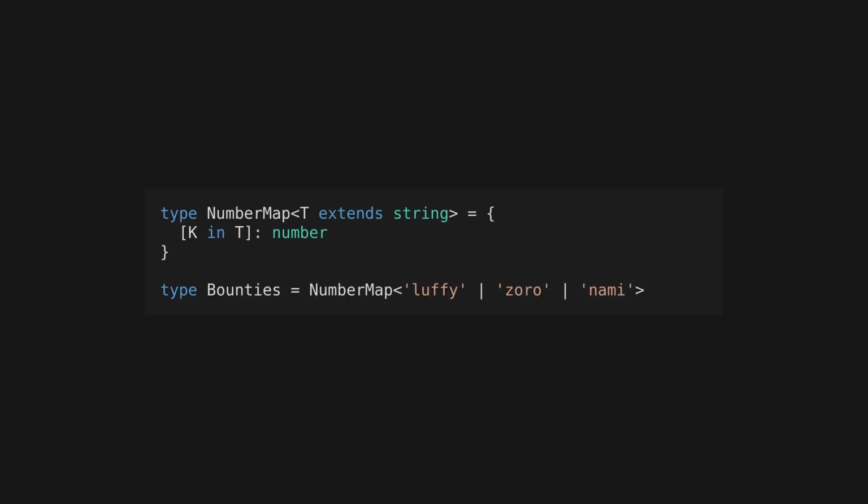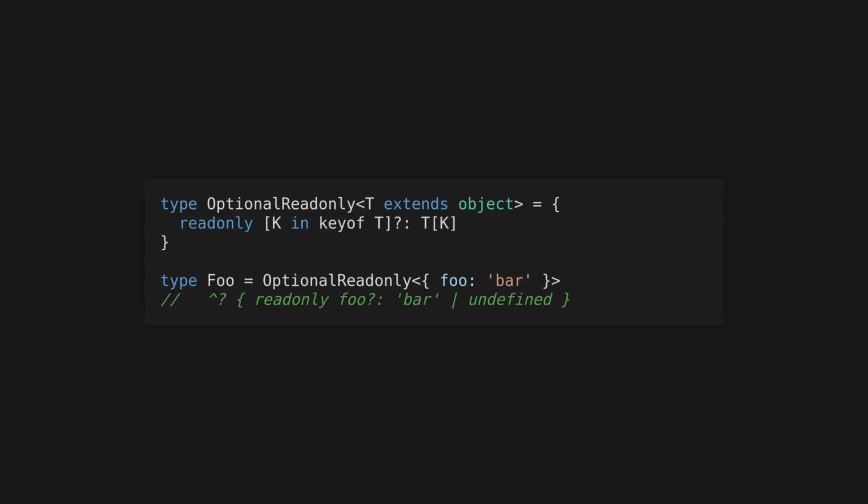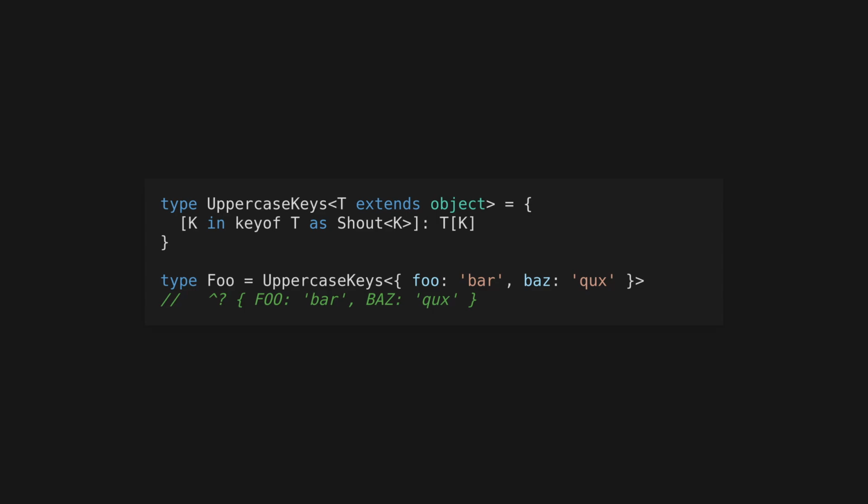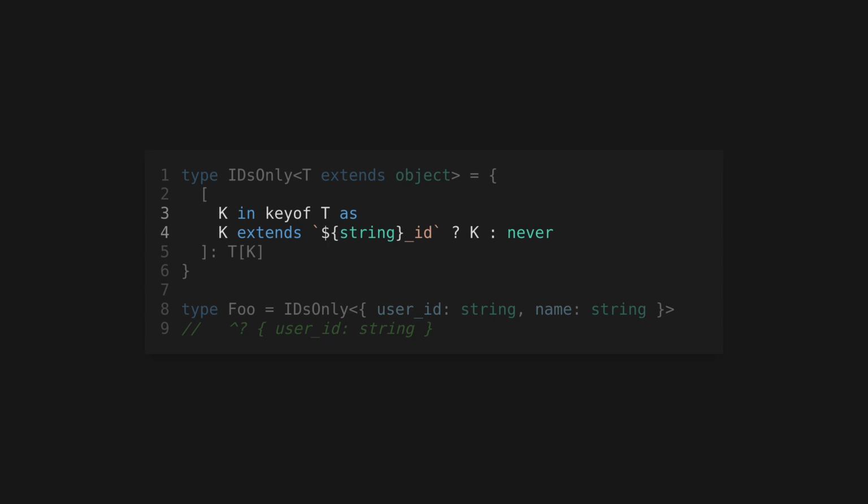Combine this with a generic type and the keyof operator to create a utility type that maps an existing type and applies some logic to its value types. Make a key readonly using the readonly modifier, or use a question mark to make it optional. Prefixing either of these with a minus sign will remove it from the key if it's already present. Combine a mapped type with the as keyword to remap a key to be a new type. This can be used with template literal types to rename the keys, for example. You can filter out keys using never.